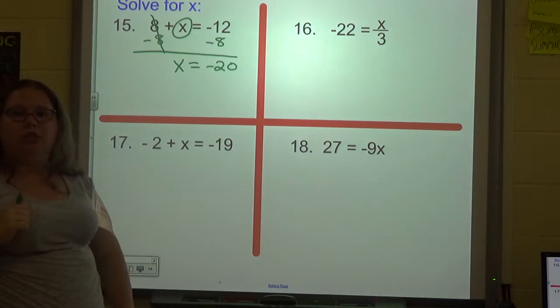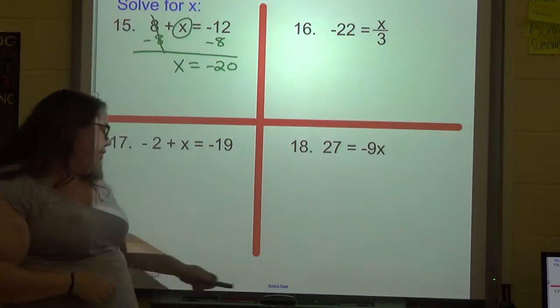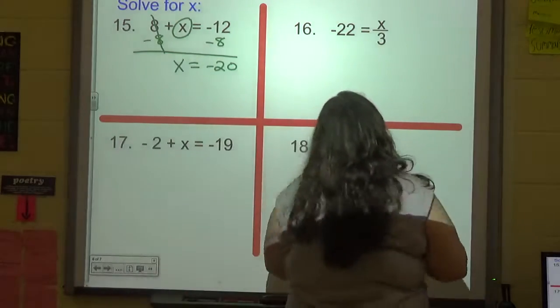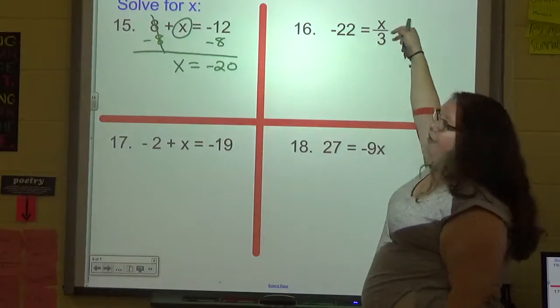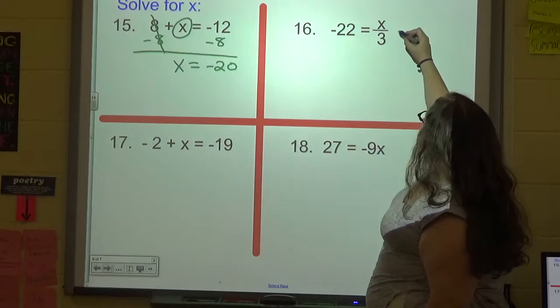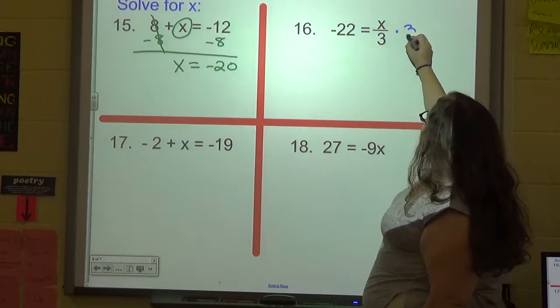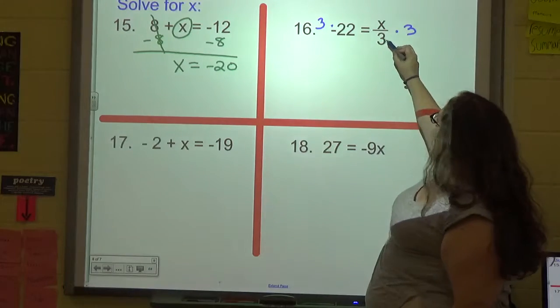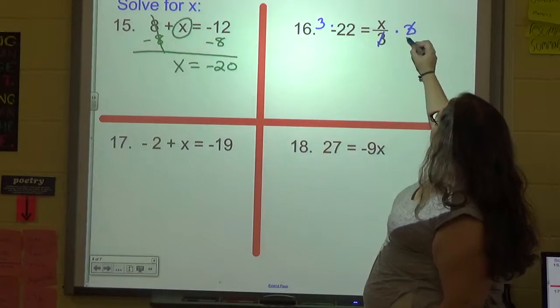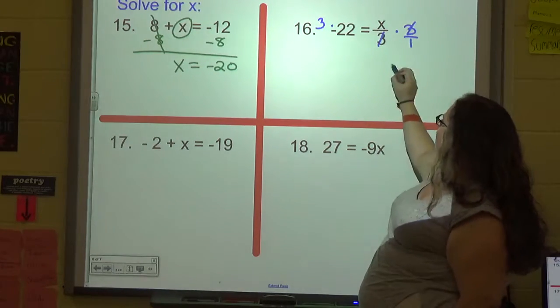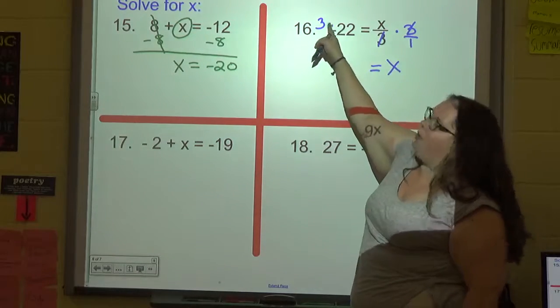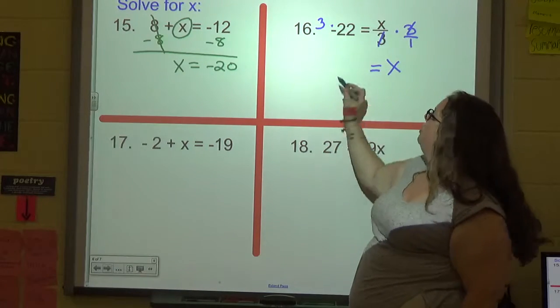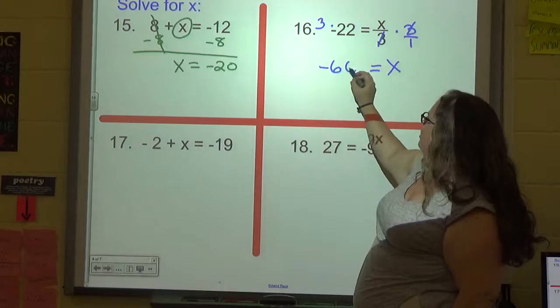Number 16. What is the x and that 3 doing? They're the ones on the same side. They are dividing. Opposite of dividing is multiplying. Times 3, times 3. Those 3's cancel out because it's really 3 over 1. X equals 3 times negative 22 is negative 66.